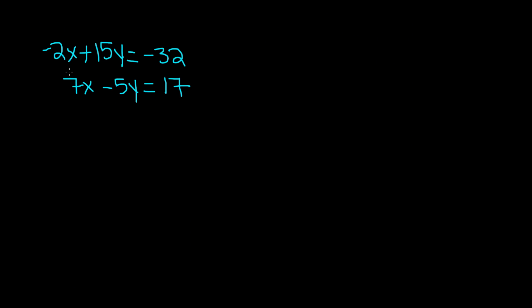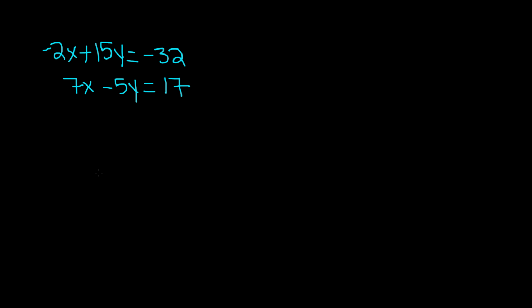So here we have negative 2x plus 15y is equal to negative 32, and we have 7x minus 5y is equal to 17. Now notice here that we do not have any terms that will eliminate each other, because none of them are equal to one another, right? Or in other words, none of them have the same term but with different signs. Now here we see that we have positive 15y and negative 5y.